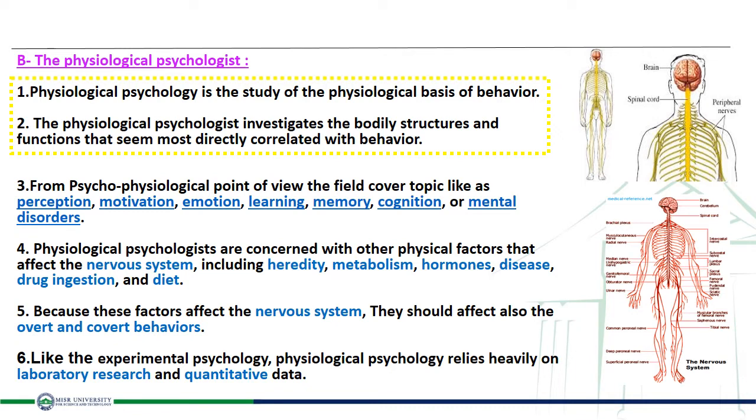And number five, the relationship between these factors and overt and covert behavior. And we said, because these factors affect the nervous system, in turn they should also affect overt and covert behaviors. And number six, the physiological lab and the quantitative data, which we depend on in physiological psychology.